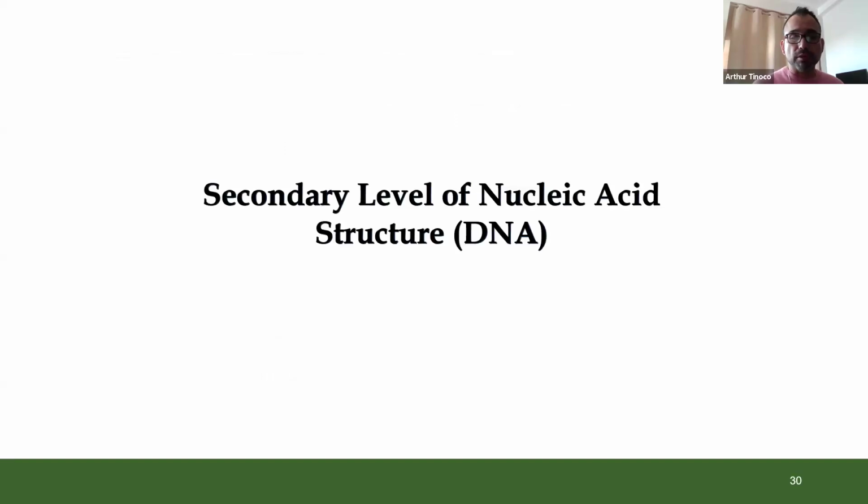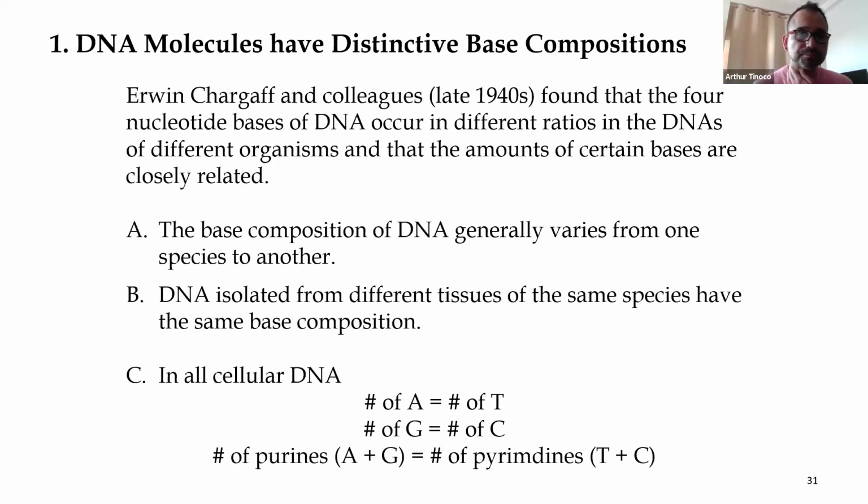All right, so that's the primary level. Now let's move into the secondary level. DNA molecules have distinctive base compositions. Chargaff and colleagues, in the late 1940s, found that the 4 nucleotide bases of DNA occur in different ratios in the DNAs of different organisms, and that the amounts of certain bases are closely related. So there was a connection seen between how certain nucleotides would interact with one another. The base composition of DNA generally varies from one species to another. DNA isolated from different tissues of the same species has the same base composition.